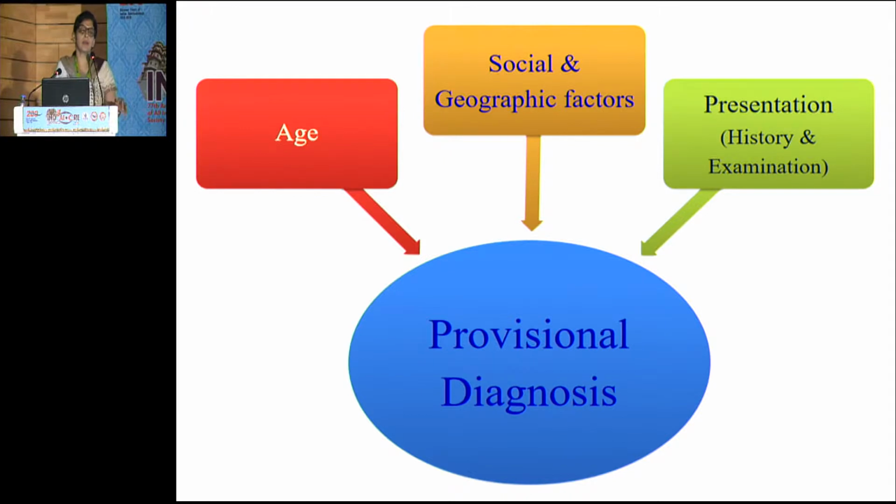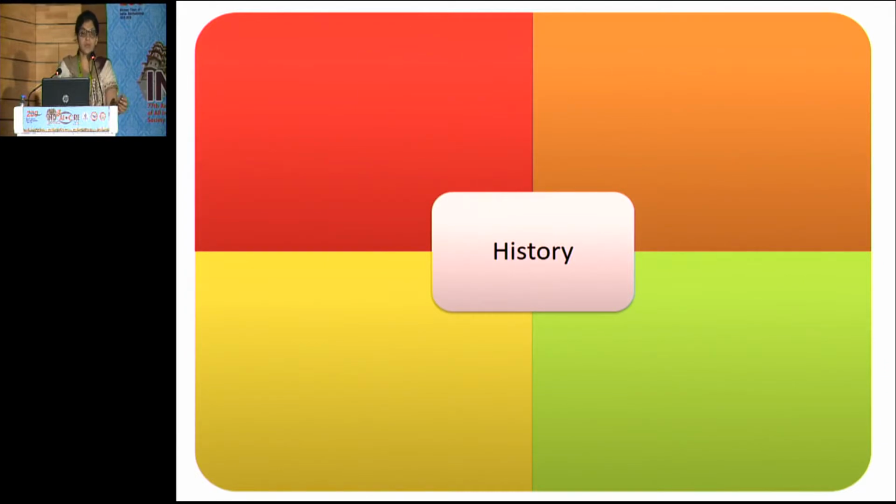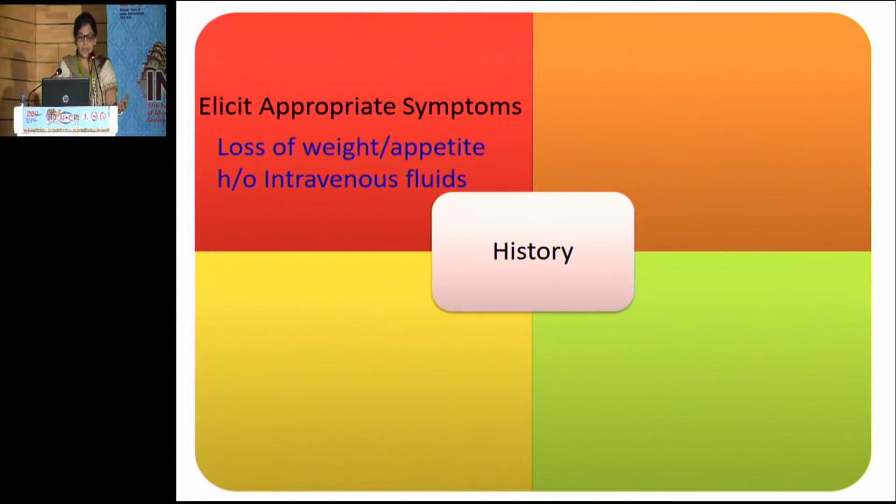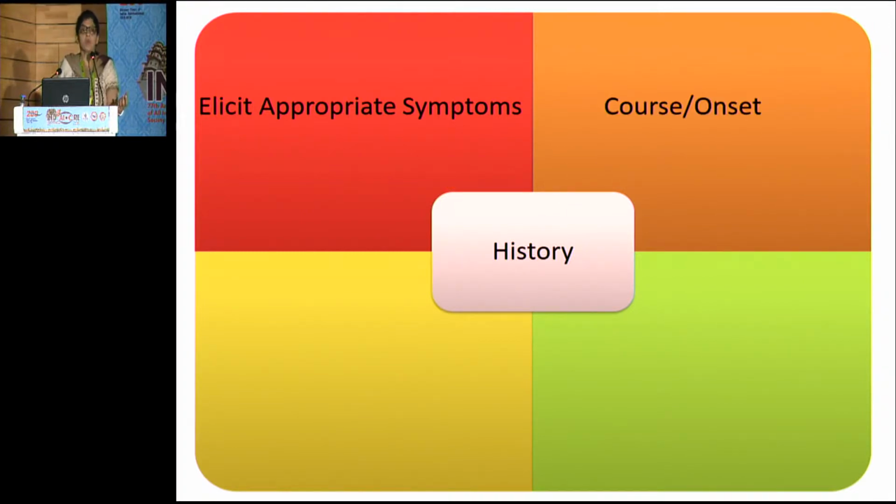Now, whenever we look at any case of uveitis, there are three things which we need to keep in mind. One is the age, one is the geographic area the patient hails from and social factors, and what the presentation is like, which mainly includes history and examination. History is very, very crucial when we are dealing with patients with pan-uveitis because it gives you details on how you can go about looking at these cases. So the first important thing is you should elicit appropriate symptoms. Things like loss of weight or appetite may not be important for the patient, but it will be important for you. Ask about any history of intravenous fluids, and the course and onset.